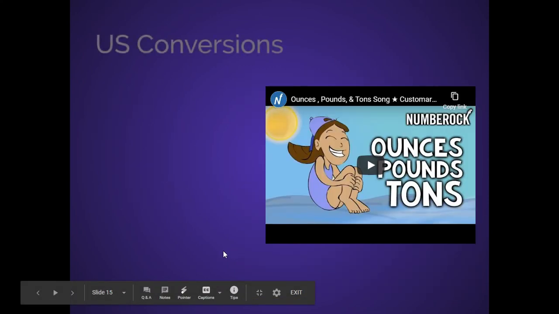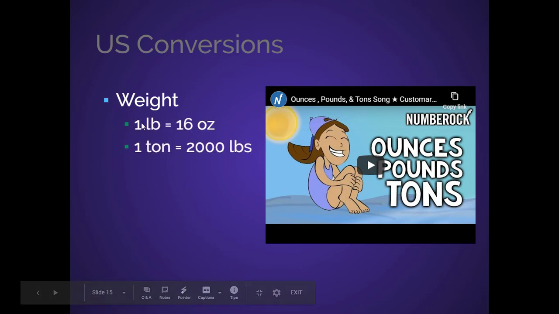The last thing on here for weight would be that there are 16 ounces in 1 pound, and there are 2,000 pounds in a ton. Once again, check out this numbers rack, ounces, pounds, and tons. I think you'll like this song.